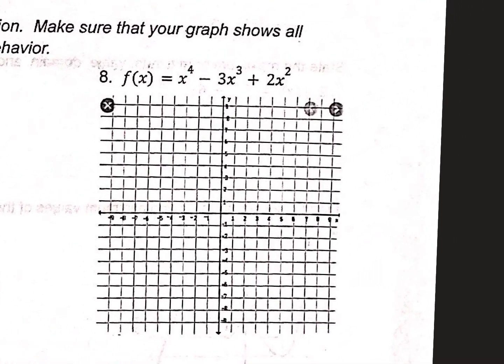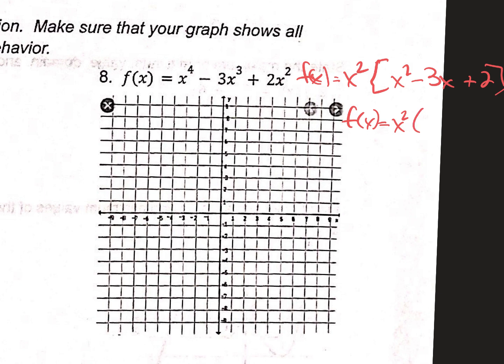Number 8, got to factor number 8 first. So one thing I noticed is they all have x's. X squared, so I'm going to take out an x squared. If I take out the x squared, that leaves me with an x squared, a -3x, and a +2. So I'm going to factor what's left in there. So I have an x squared, x -2, x -1. So my zeros will be 0, 2, and 1. So that's where I'm going to put all of my points in here, 0, 2, and 1.